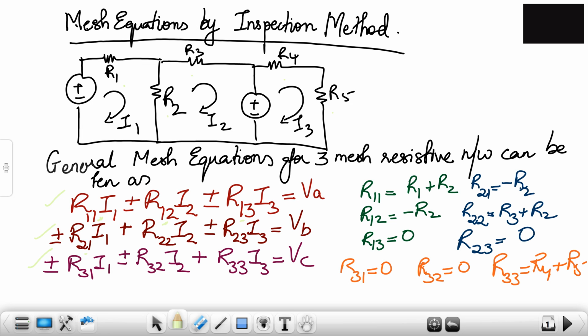Today's video, we will do mesh equations by inspection method. It is part 2 of mesh equations. This is the easier method where we can calculate the equations just by looking at the circuit, provided we know the general mesh equations. This is your R1, R2, R3, R4, R5.